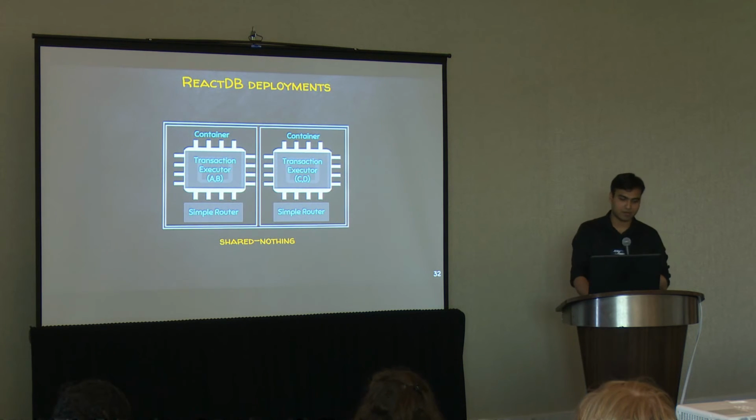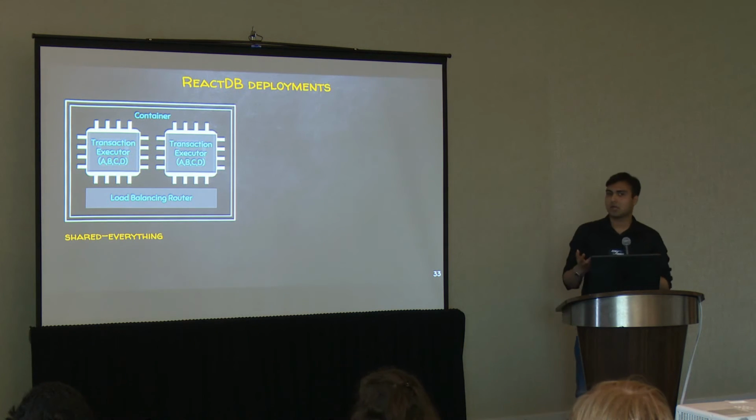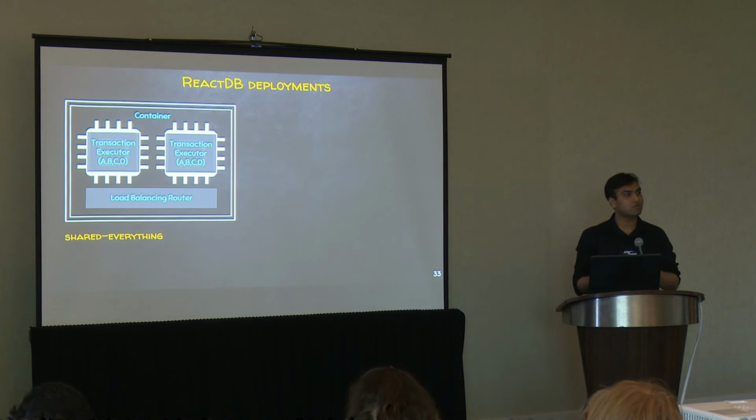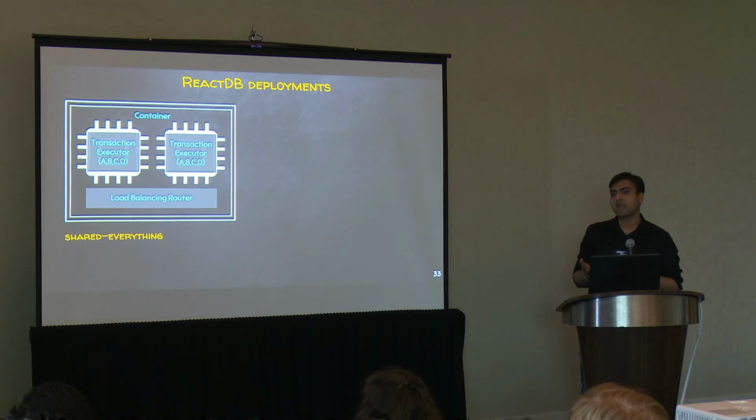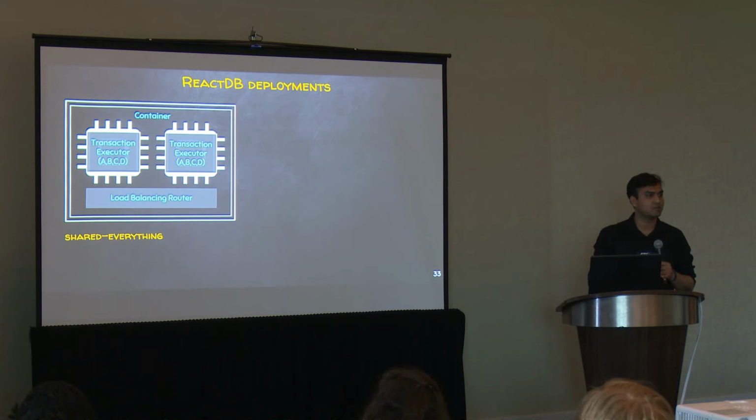Now, due to this architecture, it is possible to come up with multiple deployments of our system approximating different database architectures. If you have a deployment where you have a number of containers, where each container just has one transaction executor, then you have the classic shared nothing deployment. And any transaction logic that is executed across these containers is executed in parallel. Now, if you have a deployment where you have a single container with all transaction executors mapped to it, and all reactors mapped to all transaction executors using a load balancing router, then you have the classic shared everything deployment.